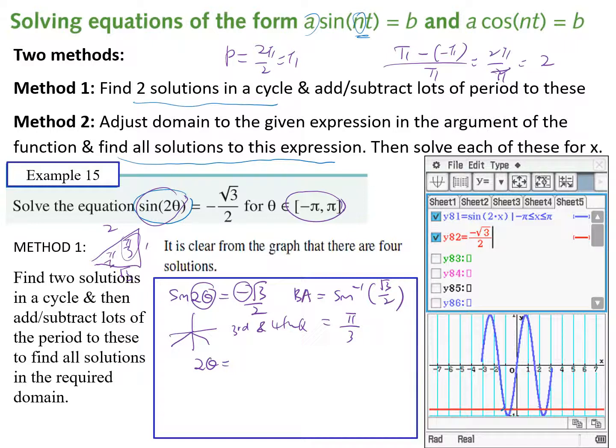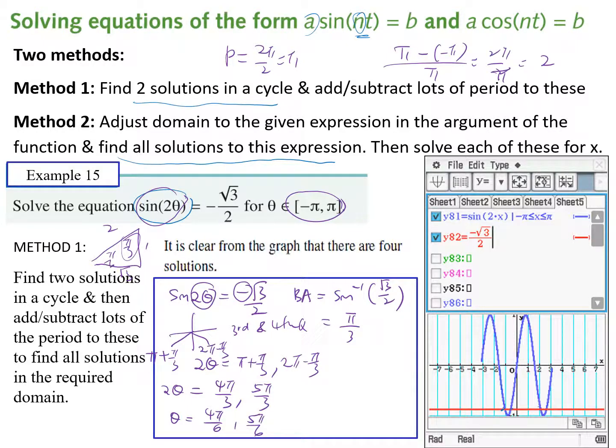Now, what is the third quadrant answer? It is pi plus theta. Our theta is pi over 3. So pi plus pi over 3. And then the fourth quadrant answer is your 2 pi minus pi over 3. So 2 pi minus pi over 3 here. Which gives you 2 theta is equal to 4 pi on 3 and 5 pi on 3. So theta is equal to 4 pi on 6, 5 pi on 6.